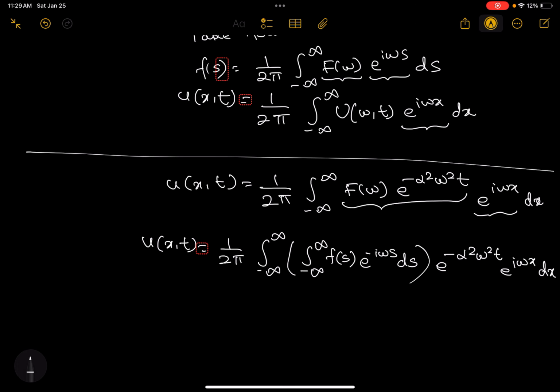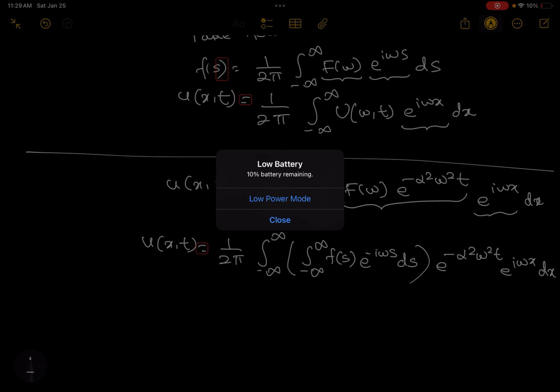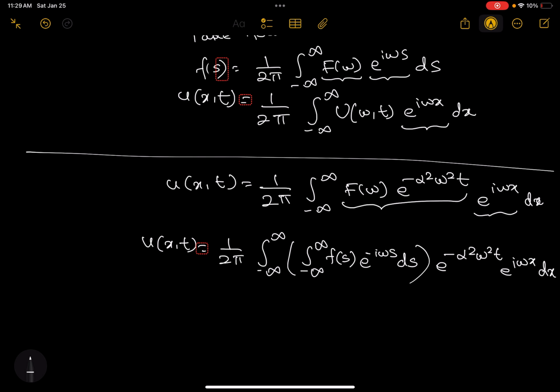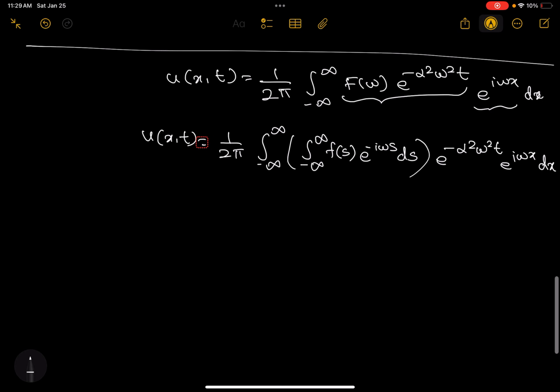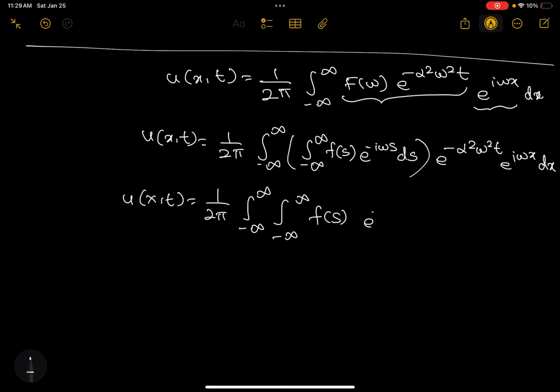Now everything is basically going to be in the integral. If I evaluate this integral, this is actually our solution, because we just need to evaluate this integral to get the solution in terms of x and t, and that's it. But let us just simplify it a little bit more. So u of x comma t, first of all, let me just multiply and simplify a little bit: integral from minus infinity to infinity, integral from minus infinity to infinity of f of s e to the power minus i omega s, e to the power minus alpha square omega square t, e to the power i omega x, and then dx.